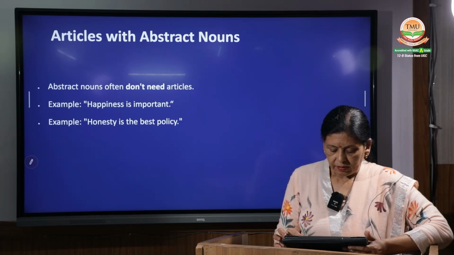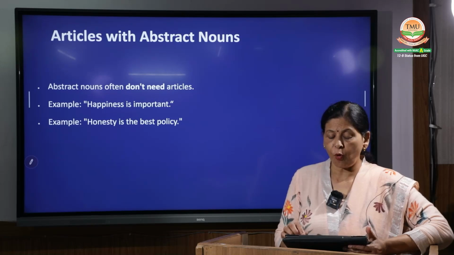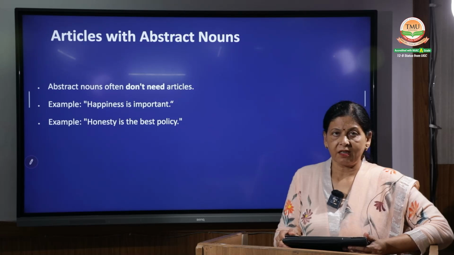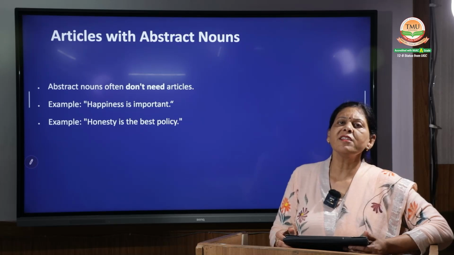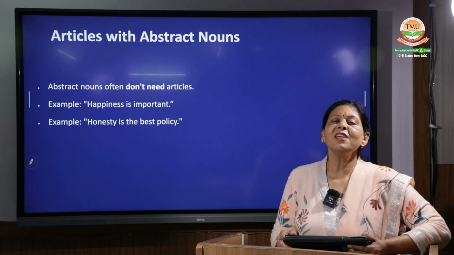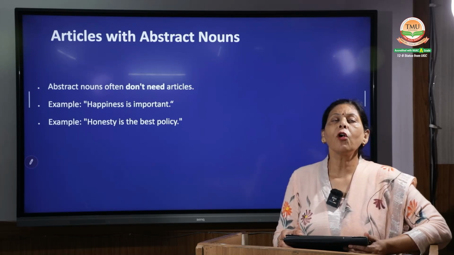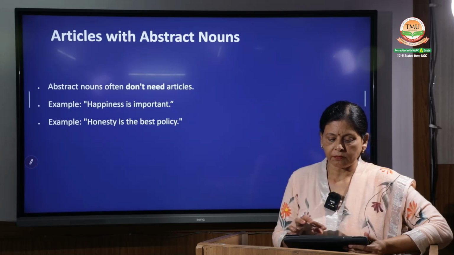Happiness is important. Sorrows are long lasting. Happiness increases with share. So what are these? These are all abstract nouns, and before abstract nouns, articles are not placed.